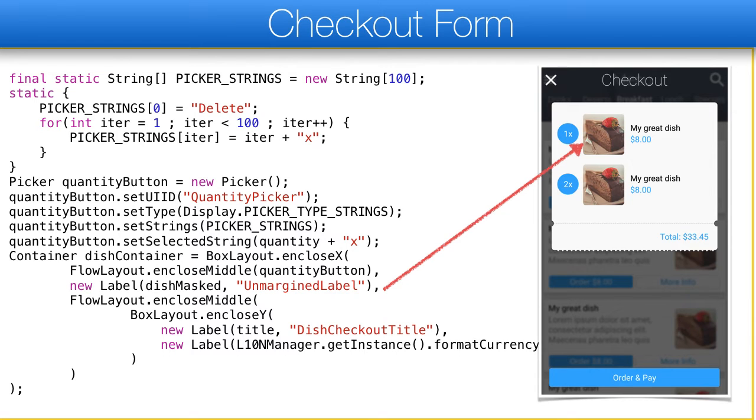We don't need to center align the image because it is physically larger than the other elements. The labels are arranged as a box layout Y. Notice they are in the middle because of the flow layout surrounding the box Y.